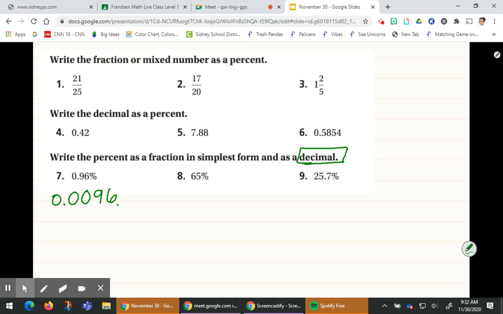What would the bottom number of our fraction have to be? The 6 is in what place value? Yes, because we have the tenths, hundredths, thousandths, 10,000ths. So this one would be 96 over 10,000. Can we simplify that? No. Yes, we can.